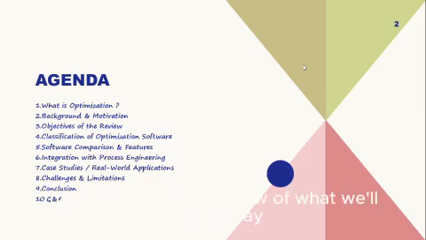This is a quick overview of what we'll cover today. First, we'll define what optimization really means in the engineering context. Then, we'll explore the motivation behind its adoption in process industries. We'll classify the types of optimization software and compare some of the most commonly used tools. After that, we'll examine how they integrate into engineering workflows, look at real-world applications, discuss some challenges, and end with key takeaways and a chance for you to ask questions.